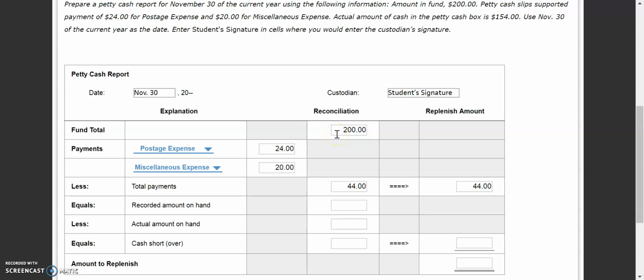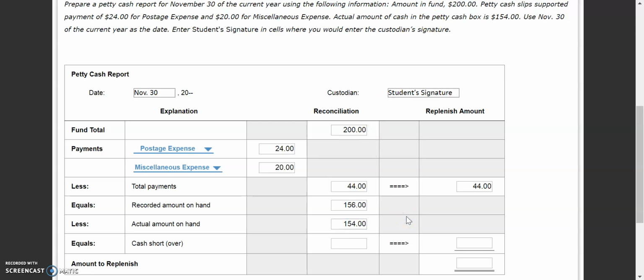Okay? So, as we go back here, how much should we actually have on hand in our petty cash fund? Well, if we take 200 minus 44, that means that we should have $156 left in our cash. However, when we actually counted by hand, how much was in our petty cash fund? It says the actual amount of cash on hand was $154. So we put 154 there.